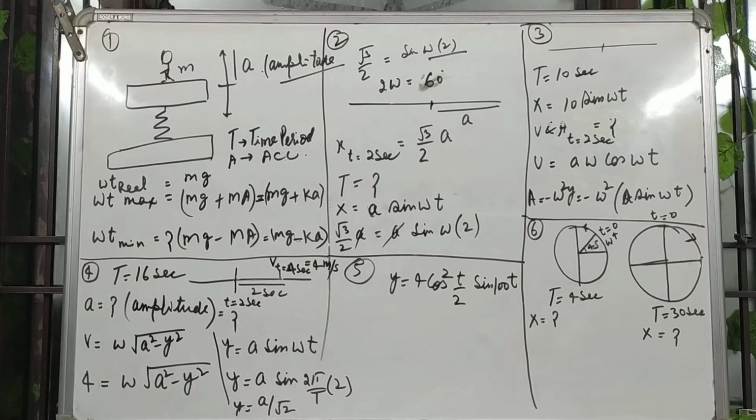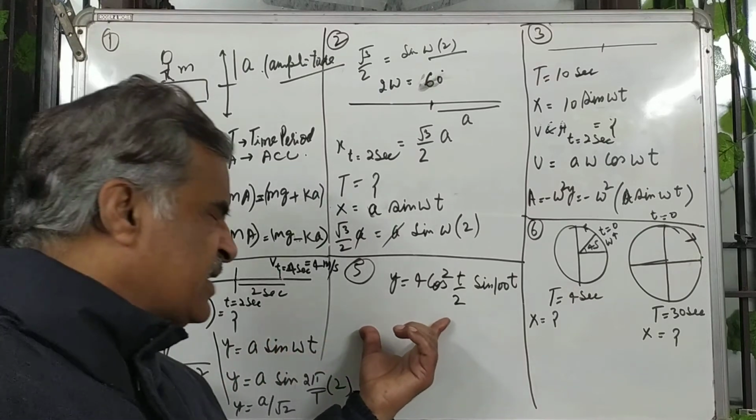At time t equal 2 seconds, the particle crosses the mean position, while at t equal 4 seconds, its velocity is 4 meter per second. Find its amplitude of motion. This is the question. Next question is this.